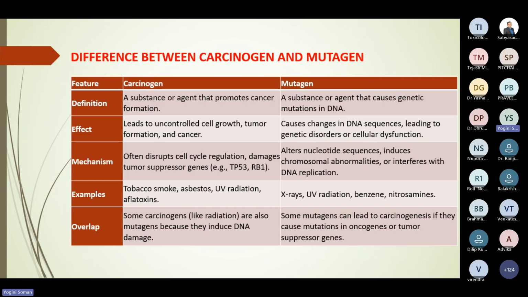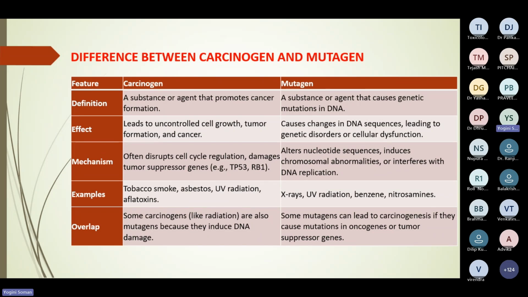So what is the difference between a carcinogen and a mutagen? A carcinogen promotes cancer formation, and a mutagen is a substance that causes a genetic mutation in the DNA. A carcinogen leads to uncontrolled cell growth, causes tumor formation and finally cancer. And a mutagen causes changes in the DNA sequence, leading to genetic disorders or maybe cellular dysfunctions.